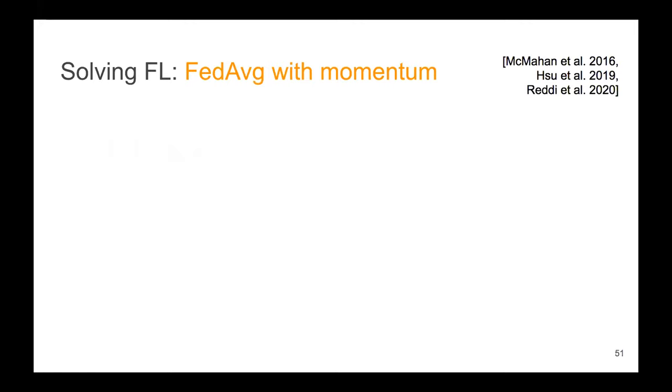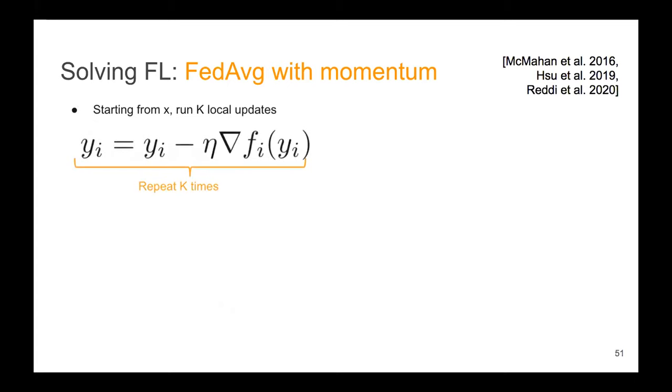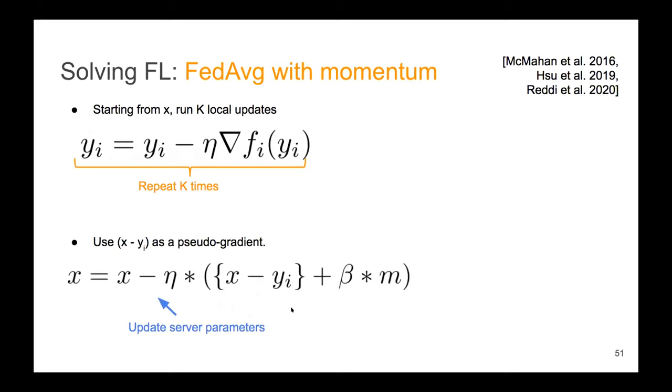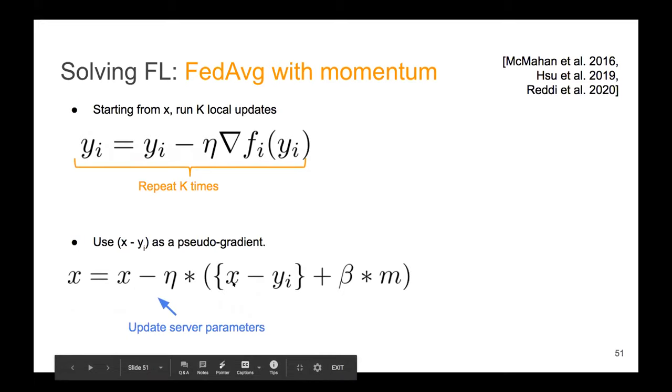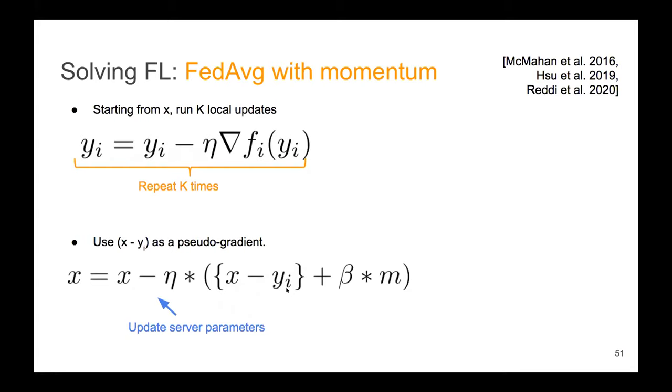In a few papers which appeared over the last few years, this simple idea was augmented into an algorithm called Fed averaging with momentum. The way it works is pretty obvious. Instead of taking one local step, just like normal Fed averaging, you take k local steps in each client, and then you return the solution that you computed. x is the server model, and yi is the model that's computed by the client. So x minus yi is the aggregate of all of the gradient steps that the client took. Okay, so we'll treat x minus yi as a pseudo gradient.